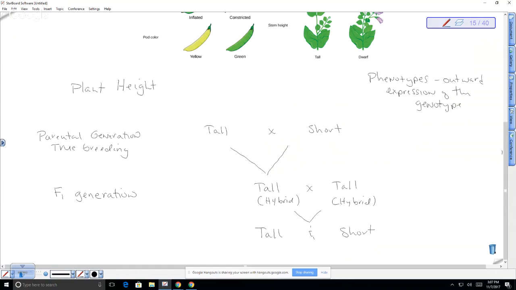It's not always external though. It could be like my phenotype could be that my blood doesn't clot, right? So I'd have hemophilia. It's not something you can see on the outside of me, but it's inside, right? My blood does not clot. That's the outer expression of my genes.